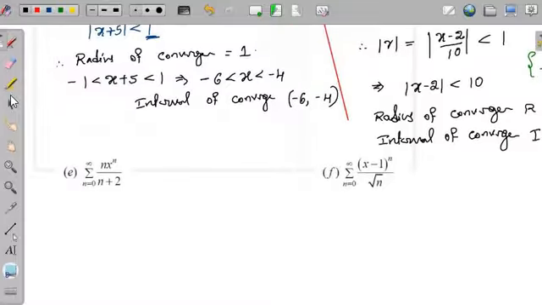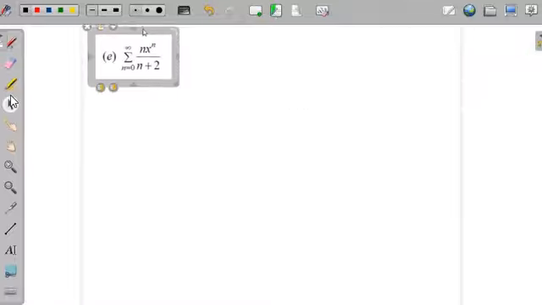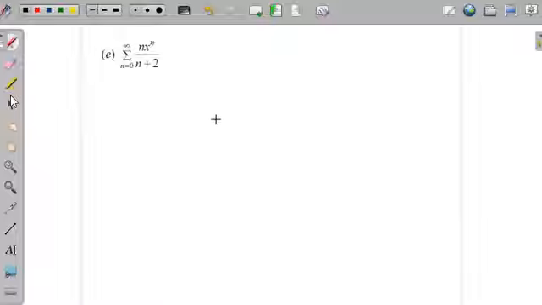So next, let me pick this problem, E. Here it is not like the previous problem. It is not a geometric series. Since it is not a geometric series, what shall we do? We will either go for ratio test or root test. I suggest ratio test here. Even root test can be applied, no issue.